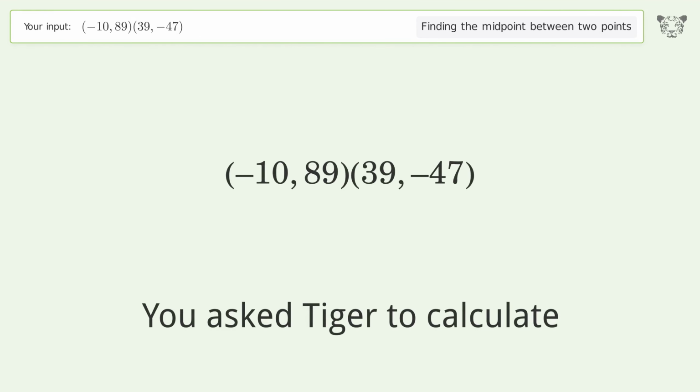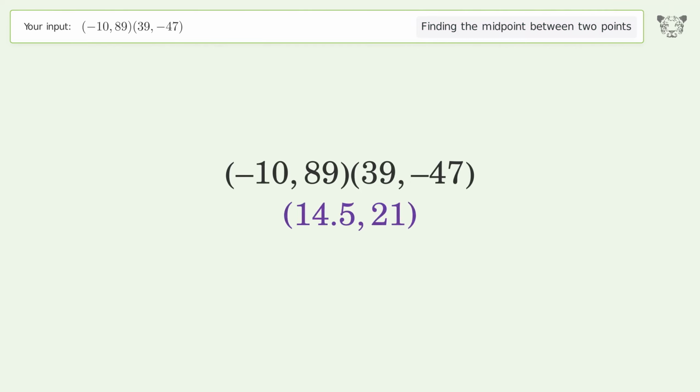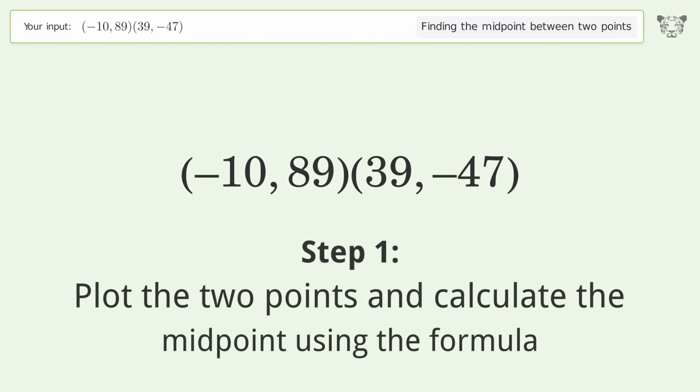You ask Tiger to calculate. This deals with finding the midpoint between 2 points. The midpoint between the 2 points is 14.5, 21. Let's solve it step by step. Plot the 2 points and calculate the midpoint using the formula.